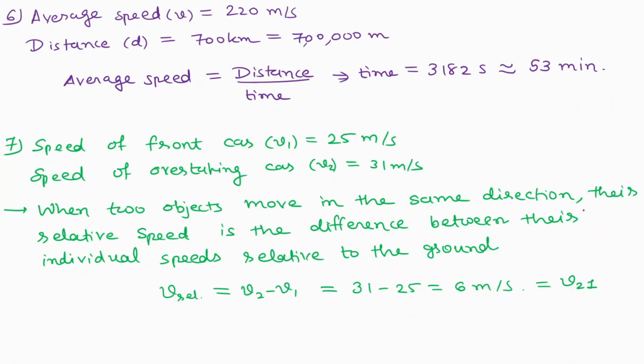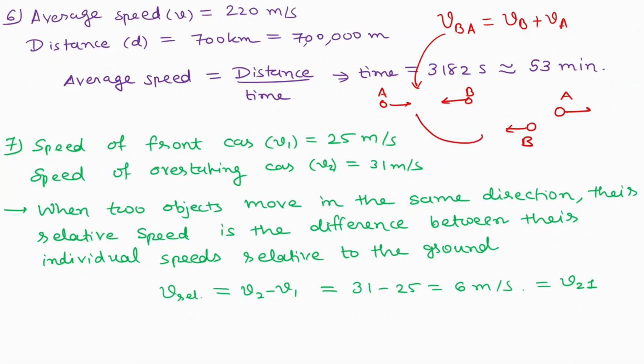Now suppose there is a case where car A is going in one direction and car B is going in the opposite direction. What is the speed of B relative to car A? In this case, the formula is V_B plus V_A. You can find the same in the case where the cars are approaching each other. Keep in mind that you will face this kind of case in exams.